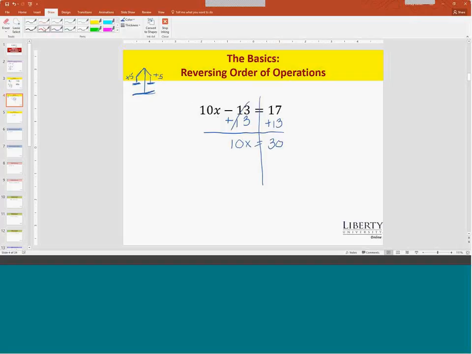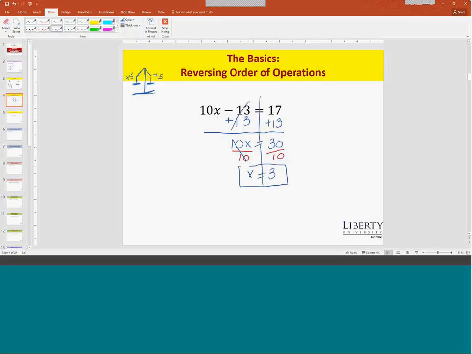Now, the last thing that's done to my variable is that it's being multiplied to this 10. 10 is called the coefficient of the variable x. It's being multiplied to x. So how do we undo multiplication? We divide by 10, but on both sides so that we can maintain our balance in our equation. 10 over 10 gives me 1. x is equal to 30 divided by 10, which is 3.